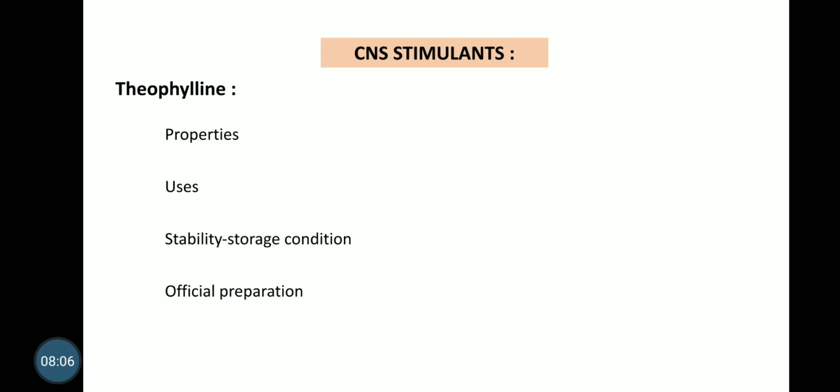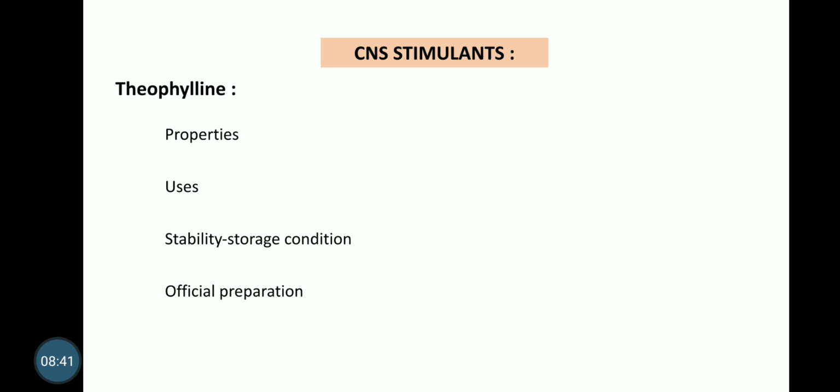Properties: it is white crystalline powder, odorless and has a bitter taste. It is slightly soluble in water, soluble in solutions of alkali hydroxides. Uses: it is used to control acute and chronic asthma. It is used to treat chronic obstructive lung diseases, that is COLD, and to control acute bronchospasm.